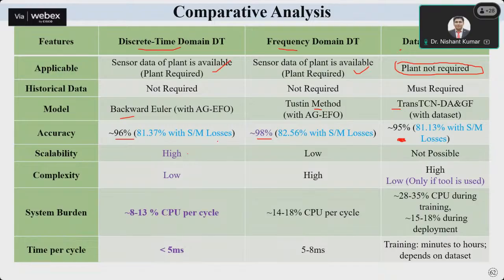Scalability is high here because this is easy to model. Here you see the performance efficiency was high, but scalability is low because of the complexity on the equation side. The system burden is also high here. You will see 14 to 18% CPU loading per cycle in the frequency domain, but here it is lower, 8 to 13%. Time per cycle also requires 5 milliseconds to trigger here, and here 5 to 8 milliseconds is required to converge. So this is also one of the issues.